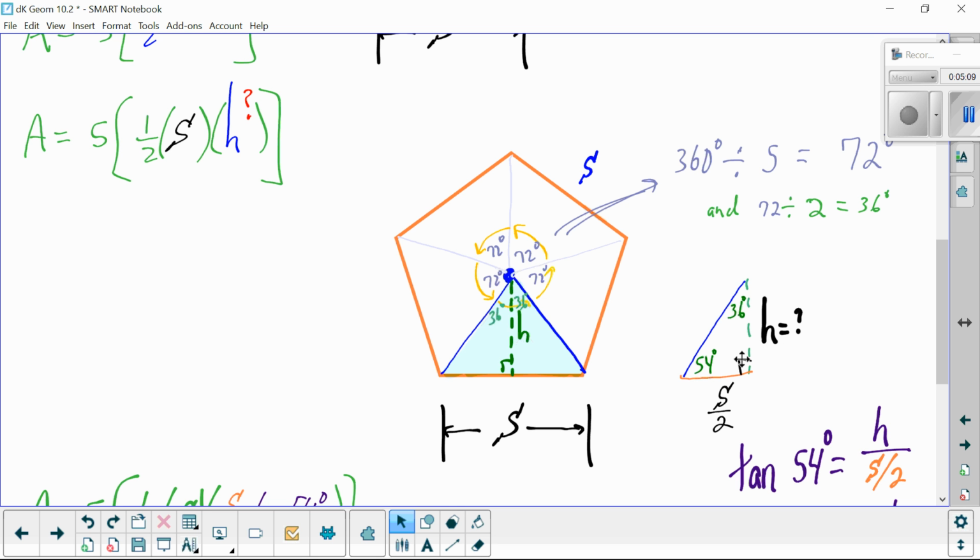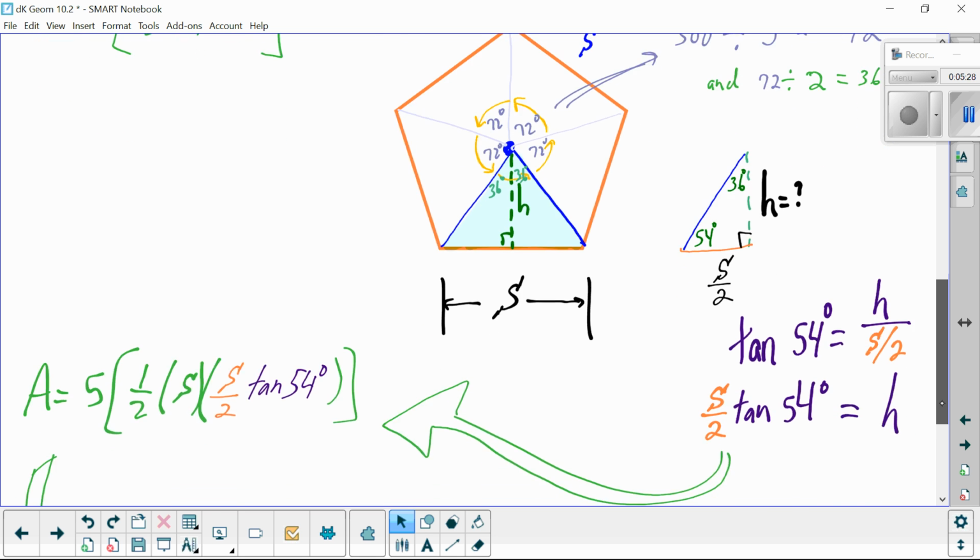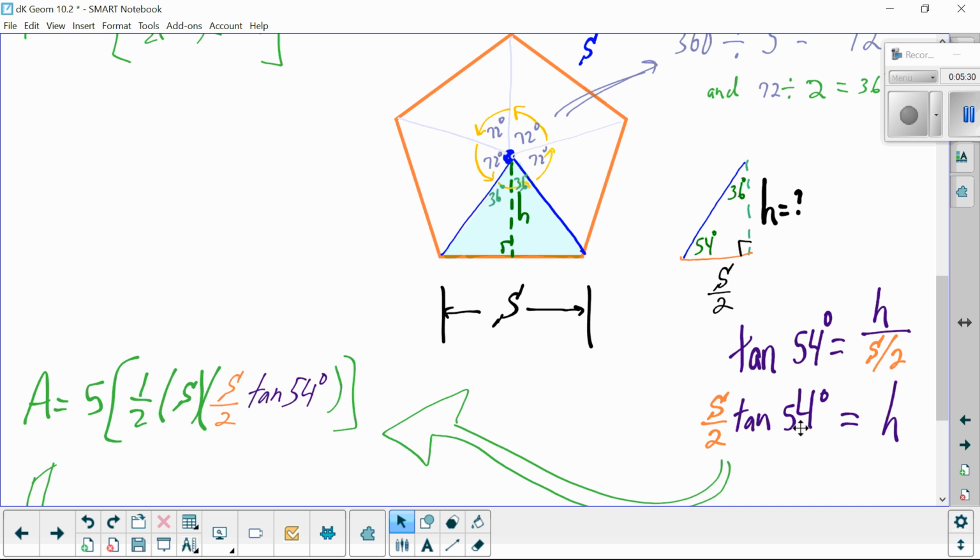So if we park at 54 degrees, you could park at 36 if you prefer, I'm going to park at 54. Then we want to know opposite and we know adjacent. O and A is OA, that's tangent: tangent of 54 is equal to the opposite side divided by the adjacent side. Multiplying both sides by S over 2, we know that the height is S over 2 times tangent 54 degrees.